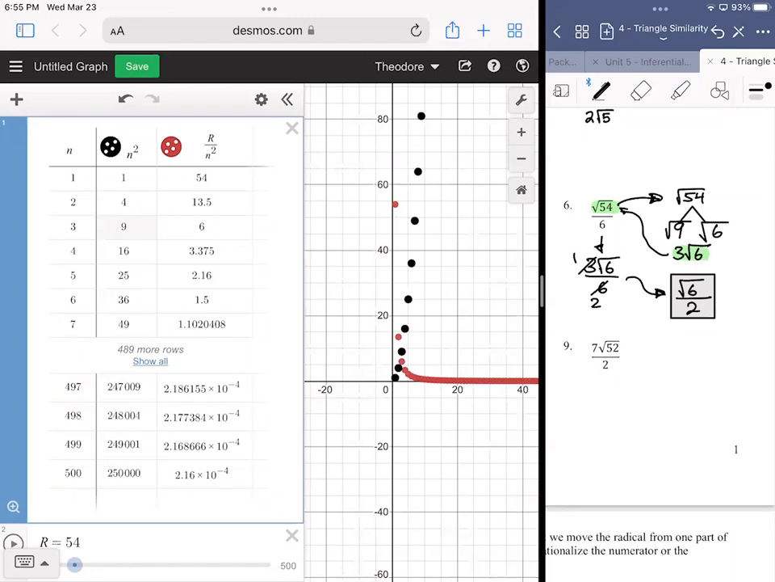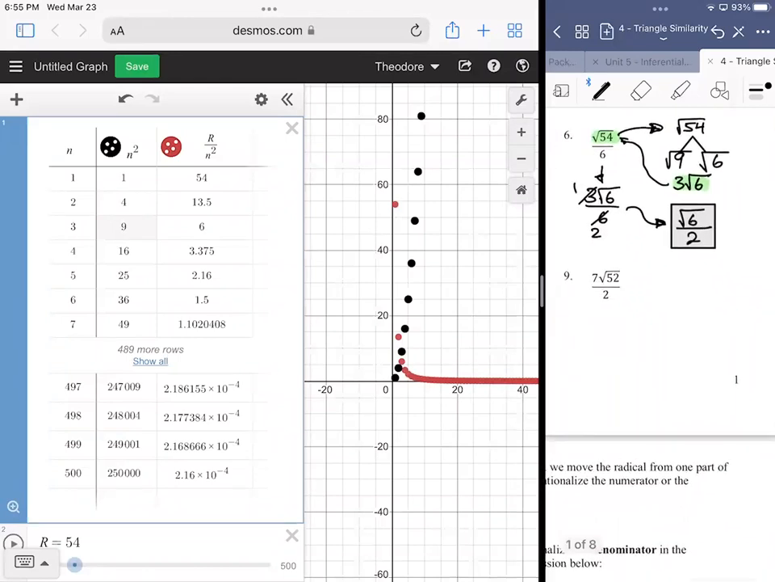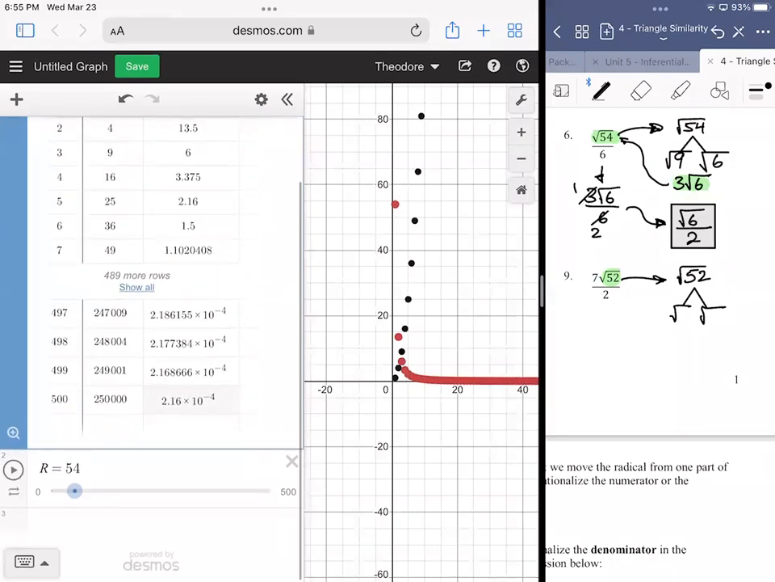So then looking at, well, I'll do number 9 because I can keep number 6 on the screen at the same time. You see that there's a coefficient in front of the rad 52. So we're only going to focus on pulling out the rad 52. I'm looking for two numbers, one of which is the perfect square, that's going to divide evenly into the radical 52.